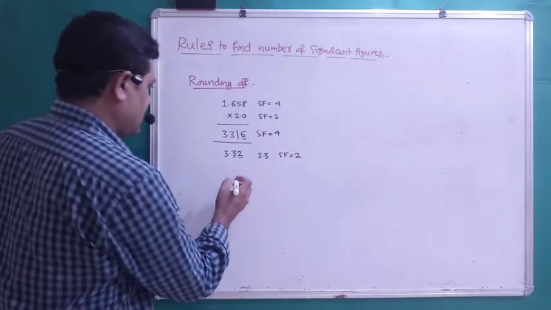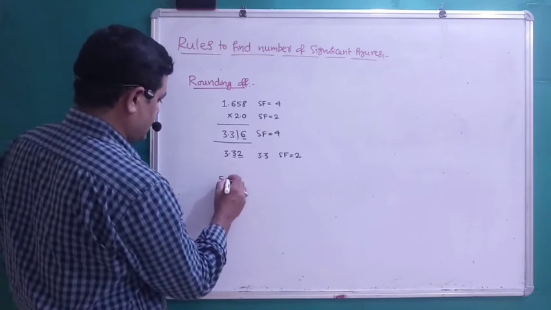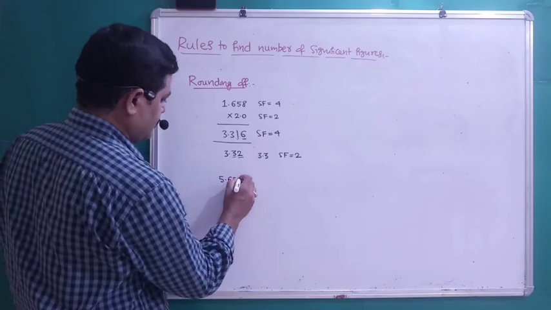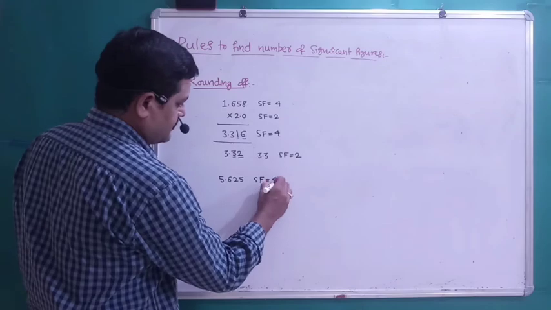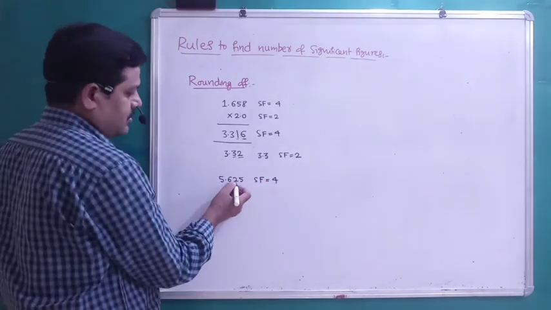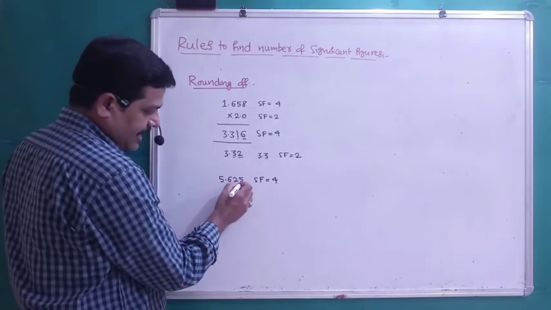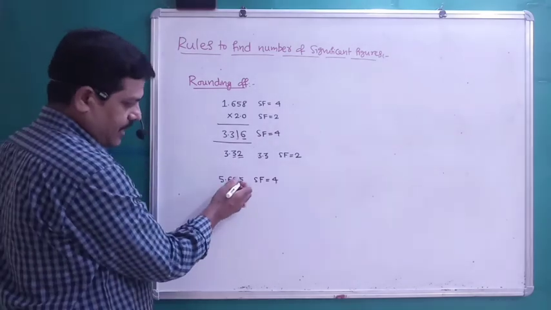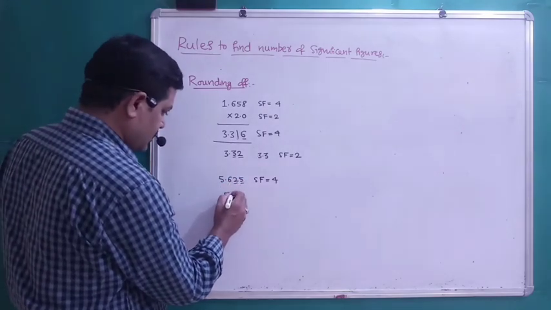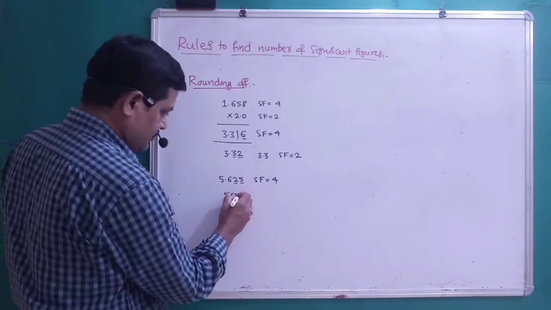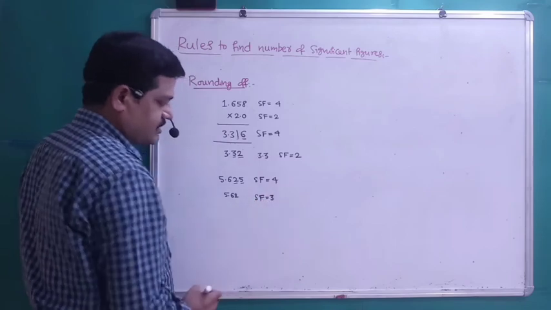Right? In a certain result, for example, we got the answer as 5.625. Here the number of significant figures is 4. If they have asked to round off this number to 3 significant figures, then the rightmost digit to be removed is 5 and the preceding number is an even number. There is no change in the number. So we will get 5.62, which has 3 significant figures.